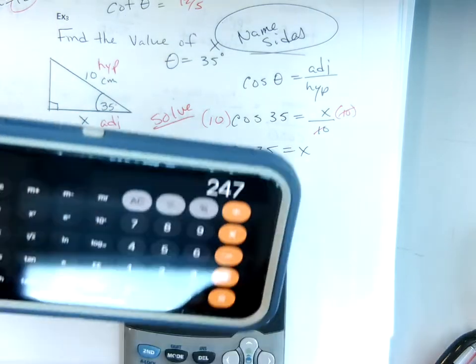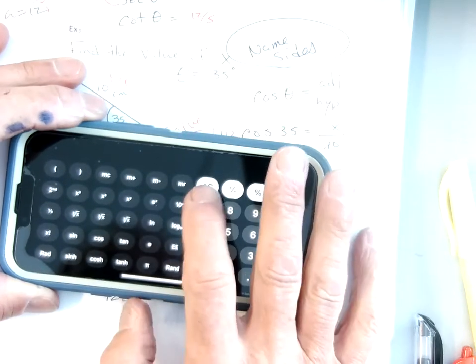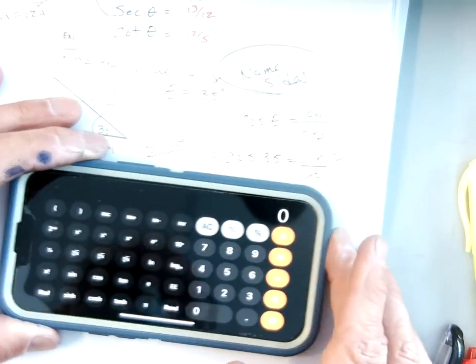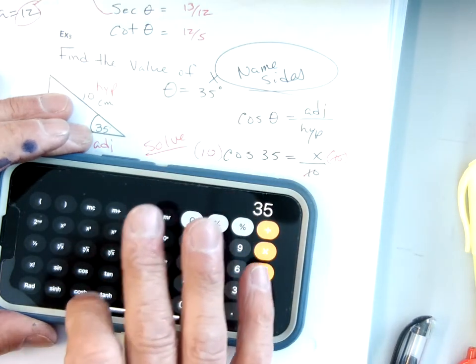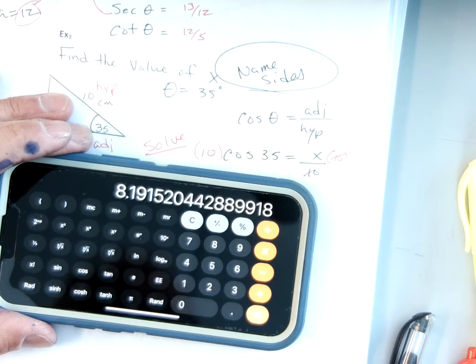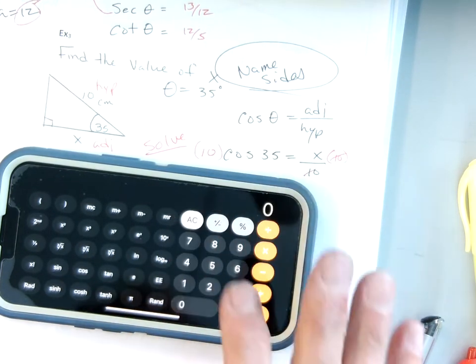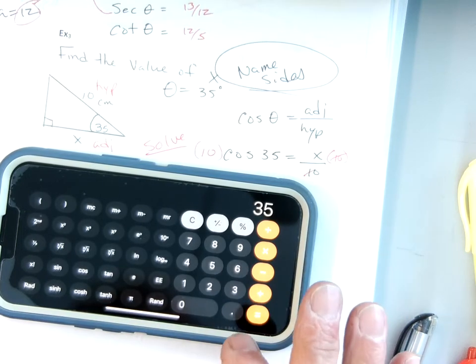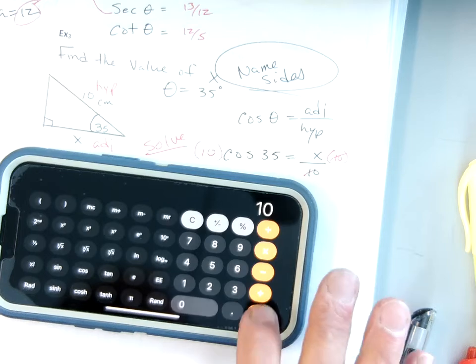So first of all, I know that's true. If you use your phone, you've got to do it backwards. You're going to go 35 cosine times 10. Okay. If you want to use your phone, you got to do it backwards. You got to go 35 cosine times 10 equals.